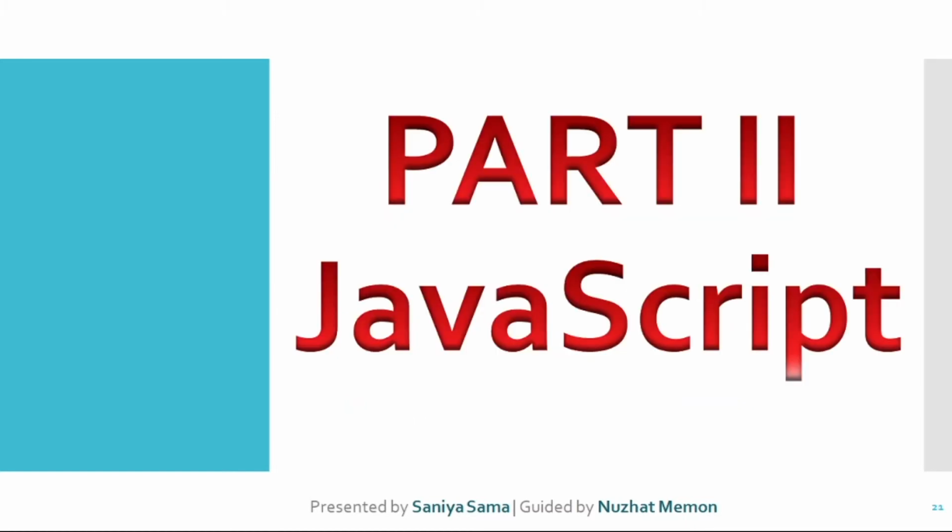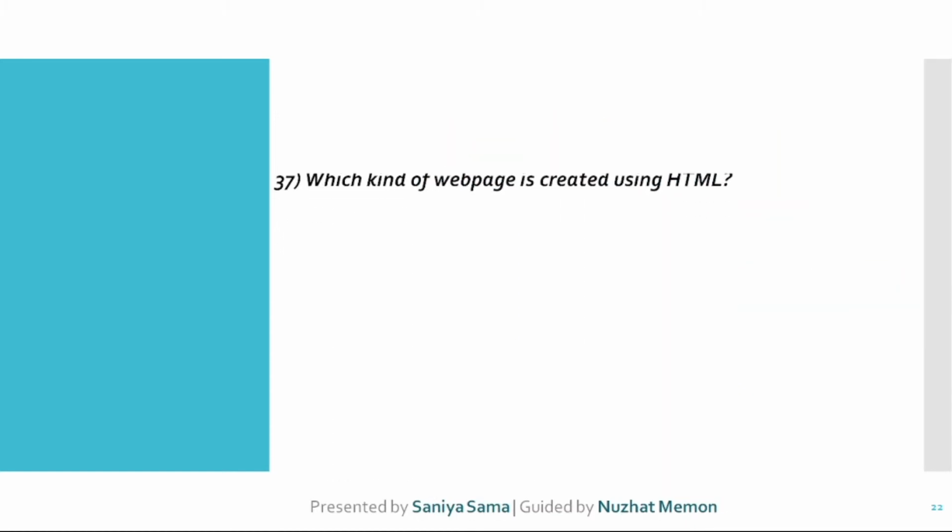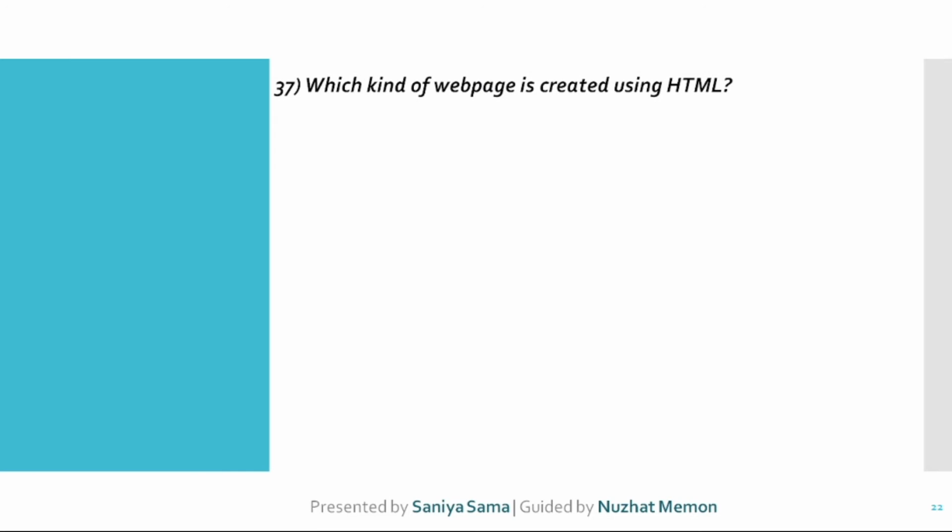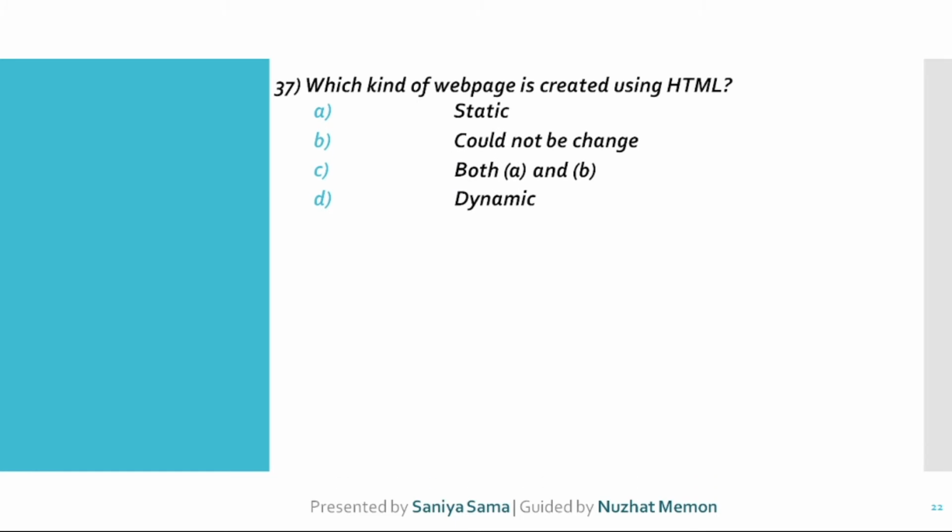Part 2, JavaScript. 37. Which kind of web page is created using HTML? Option A, static. Option B, could not be changed. Option C, both A and B. Option D, dynamic. The answer is both A and B.